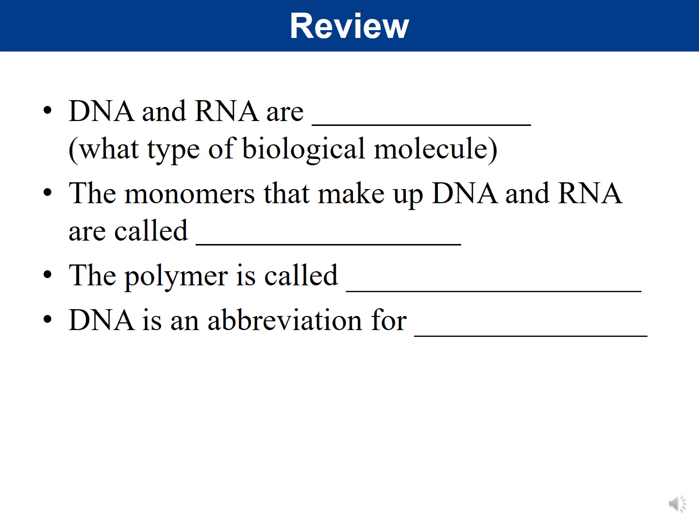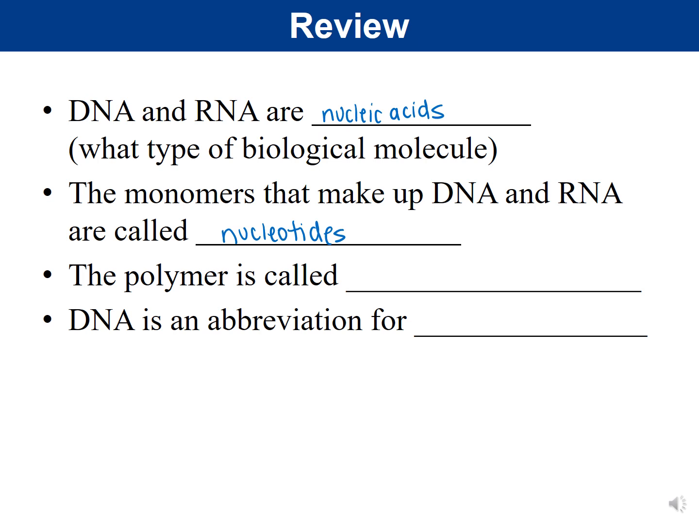Okay, so hopefully you attempted this. DNA and RNA are what type of biological molecule? They are nucleic acids. And the monomers that make up DNA and RNA are called nucleotides. Right? The building blocks are the nucleotides. Recall that back when we talked about nucleic acids, when we looked at nucleotides, nucleotides have 3 parts: a sugar, a phosphate, and a nitrogenous base, which we'll talk about more in a minute.